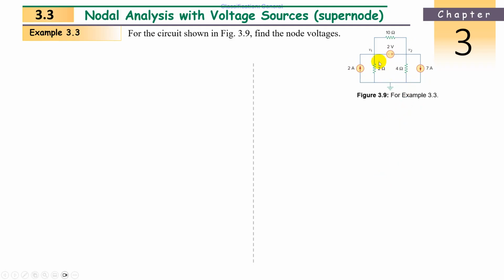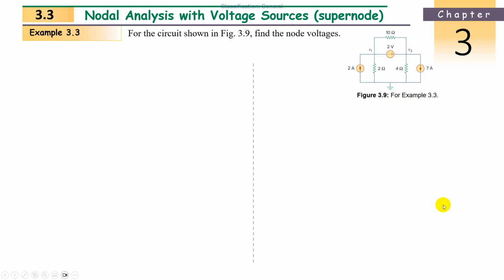I told you two cases will be there in the supernode. What is the first case? When the voltage source is connected between a reference node and a non-reference node. This is the reference node, and the non-reference nodes are V1 and V2. Is this voltage source connected between reference and non-reference? No. So case 1 is obsolete.